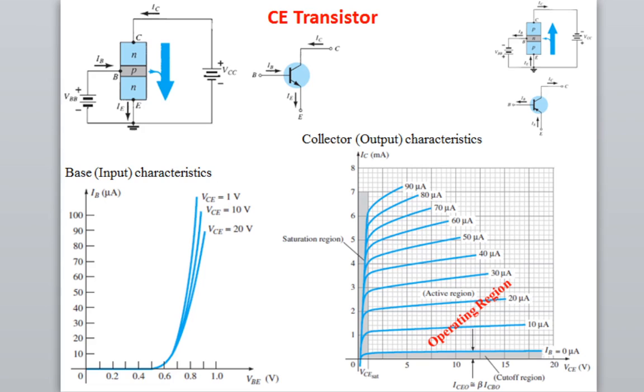So in common emitter transistor, if you recall my previous lecture, transistor has 3 terminals: emitter, base and collector. In order to use transistor as an amplifier, or as an input and output device, you require 2 terminals for input port and 2 terminals for output port. So it means you require 4 terminals in order to use your transistor for input and output characteristics, or as an amplifier.